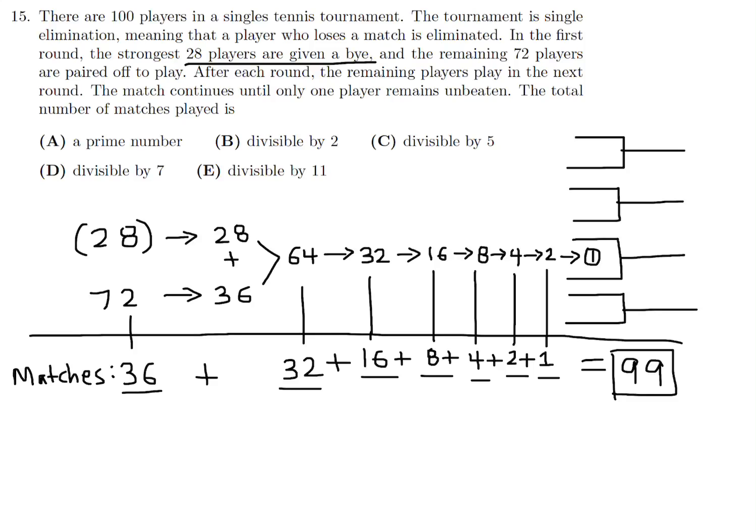99 is a prime number? No, it's divisible by 3. Divisible by 2? No, because it's odd. Divisible by 5? No. Divisible by 7? No. Divisible by 11? Yes. So answer for 15 is E.